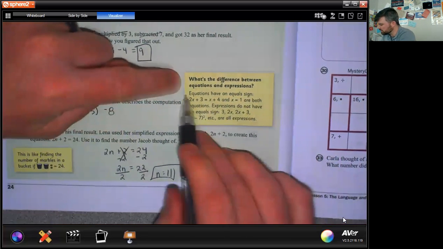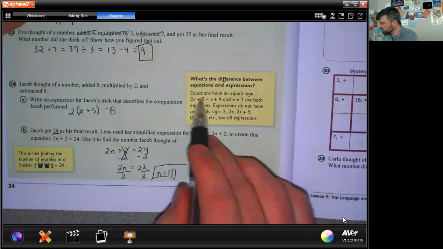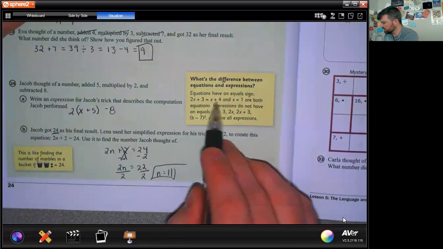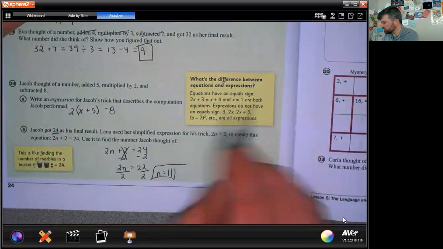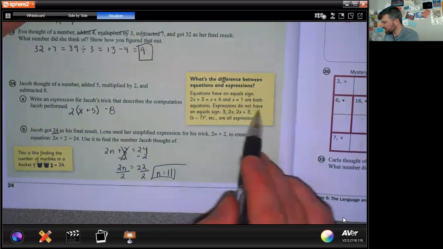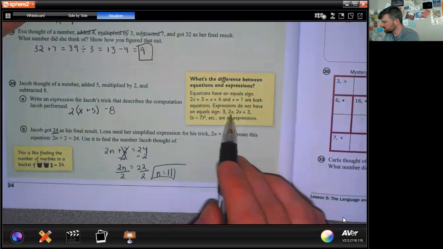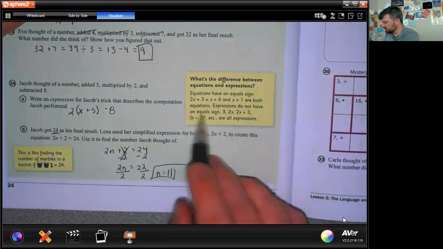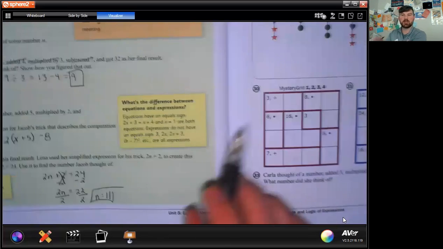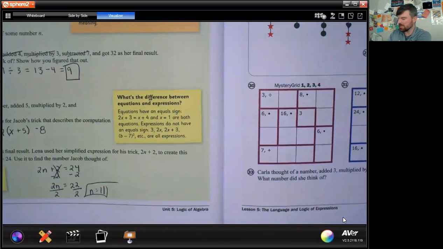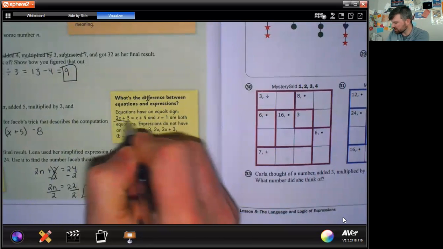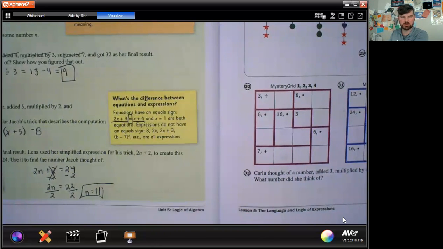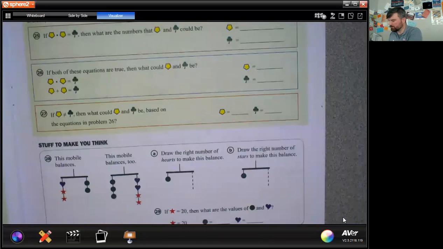What's the difference between equations and expressions? Equations have an equal sign. 2x plus 3 equals x plus 4, and x equals 1 are both equations. Expressions do not have an equal sign. 2x, 2x plus 3, b minus 7 squared, etc. are all expressions. So an equation is actually two equivalent expressions. So this side is an expression and this side is an expression, and we're saying that they are equal to each other. Okay, got a couple more here before we finish up.